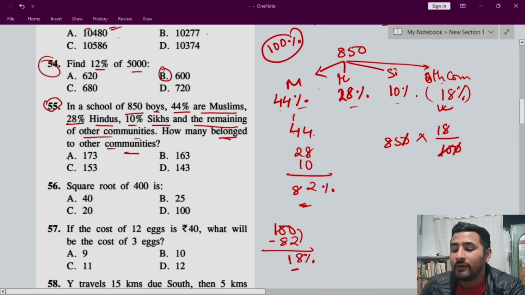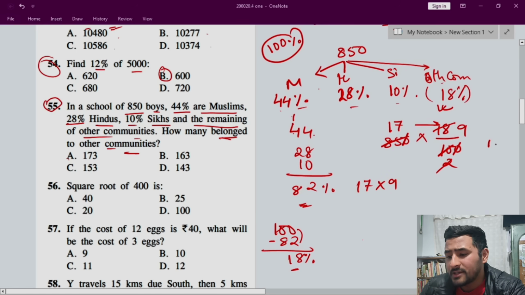0 and 0. 5 2s are 10, and 5 1s are 5. 5 7s are 35. Then 2 1s are 2, 2 9s are 18. Just multiply this. 17 multiplied by 9. How much will we get?